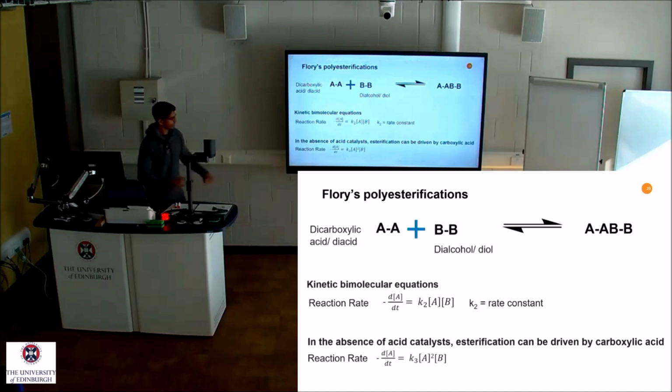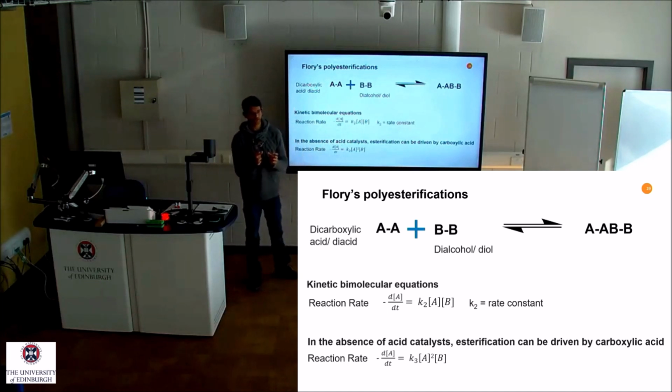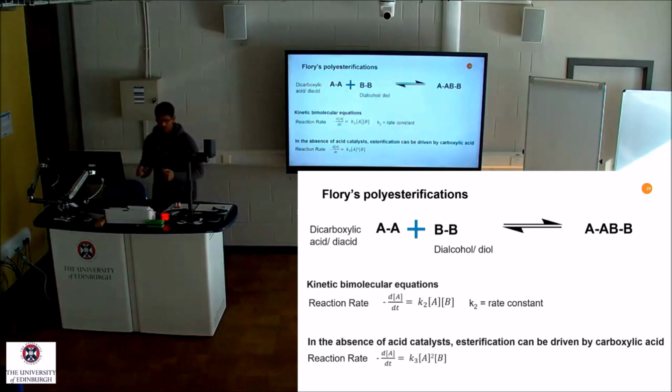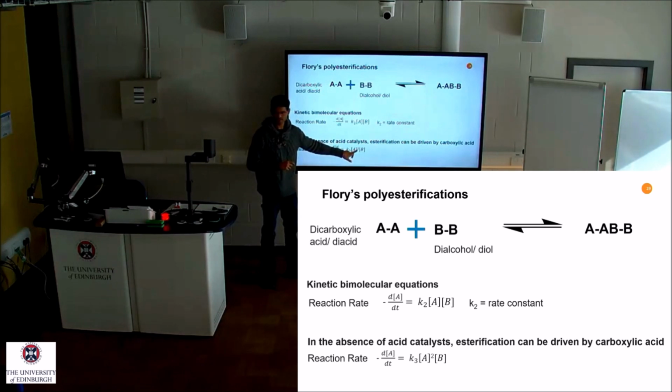Okay, so now you have the rate equation like this. Now you have a choice. Either you can go for an acid catalyzed reaction or you can go for an uncatalyzed reaction. In the case of an uncatalyzed reaction, usually for polyesterification you need catalytic activity. So if you are not adding any catalyst, the monomer itself will act as the catalyst. How? Notice one thing here. They just add this square. Did you ask yourself why they add this square?